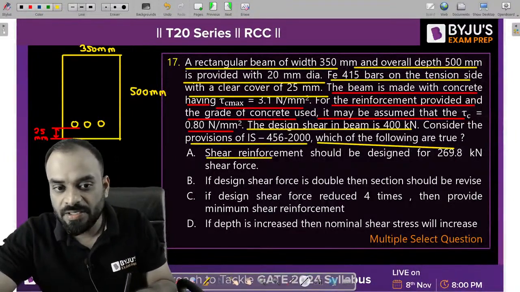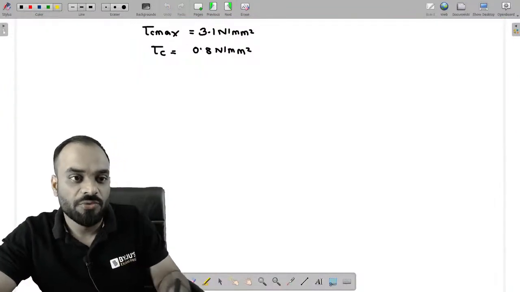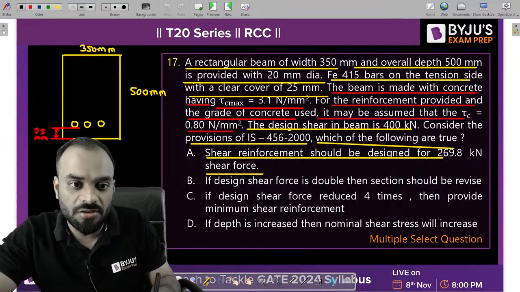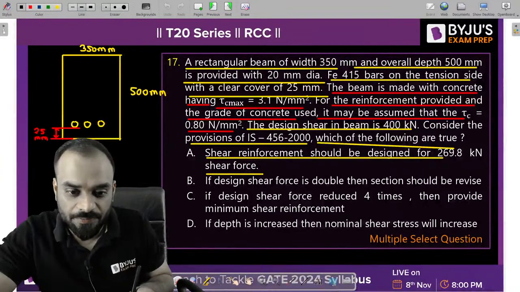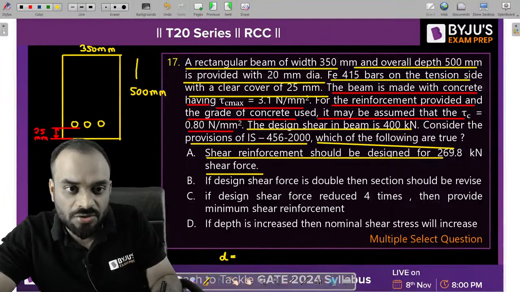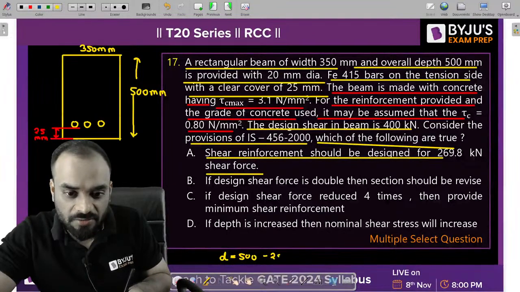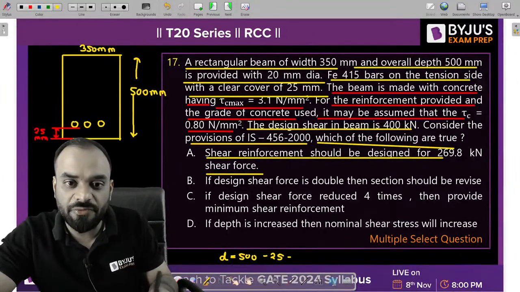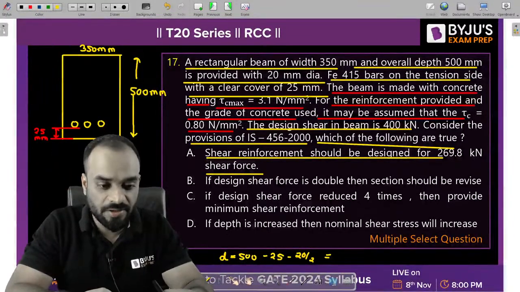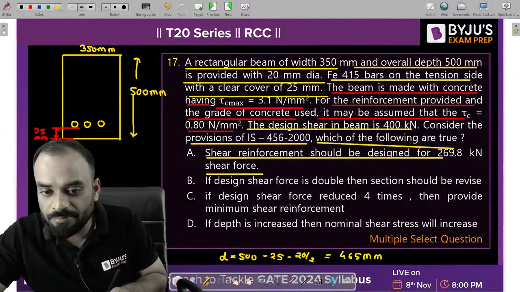The first statement says the shear reinforcement should be designed for this particular value of shear force. How can we calculate it? First we need to calculate the value of tau v, right? How can we calculate tau v? We need to estimate the value of small d first. So effective depth: overall depth is 500 minus effective cover minus dia of main reinforcement divided by 2. So how much is it? 500 minus 25 minus 10. So we are getting a value of 465 mm as small d.